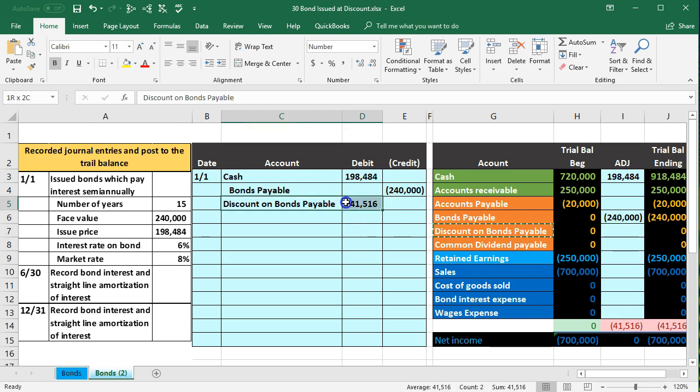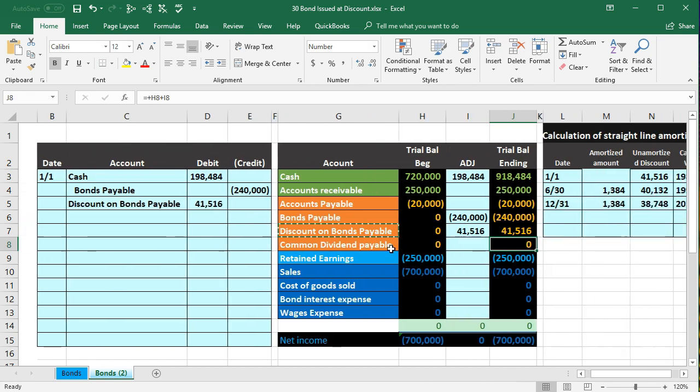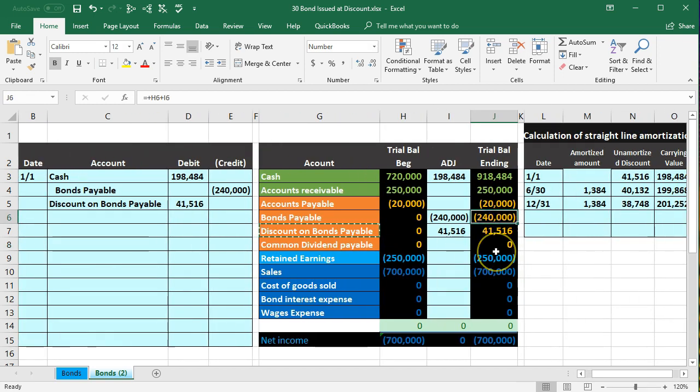And then we've got the discount on the bond. Here's the discount on the bond. We're in I7 equals, we're going to point to that 41,516 and enter. So if we see what happened here, then the bond went up by 240,000 and we have this discount. In this case, the discount is kind of like a contra account. It's a contra liability account. Because what we're saying here is the bond's on the books for 240. That's what we owe. But really, it's got a value to us of 198,484, if we take the 240 and subtract out the discount.